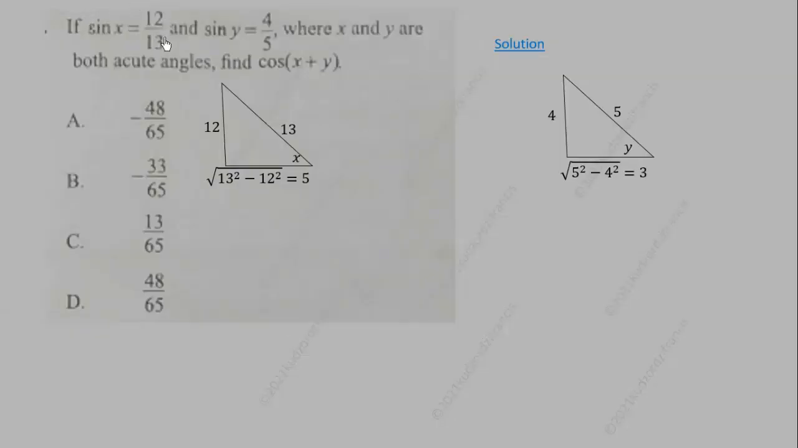If sin x equals 12/13 and sin y is equal to 4/5, where x and y are both acute angles, we have to find cos(x + y). So we can use this right angle triangle to find the hypotenuse, to find the missing side for angle x and angle y. So that is what we have done here.